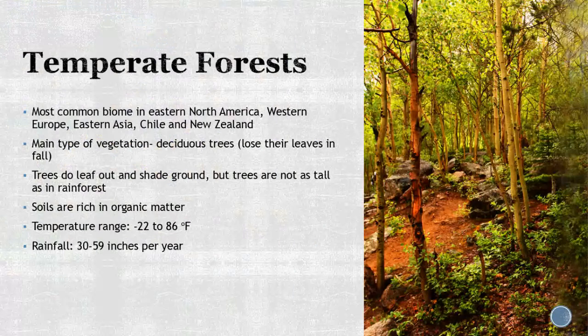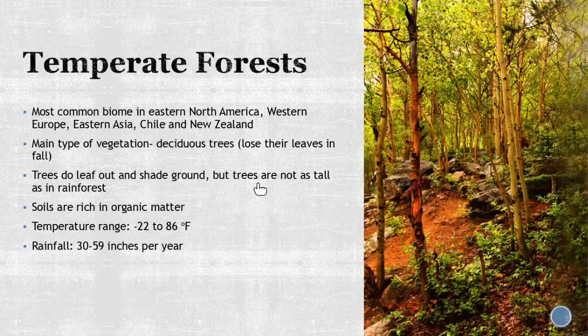Probably one of my favorites, your temperate forest. So this is the most common biome in eastern North America, Western Europe, Eastern Asia, Chile, and New Zealand. Just think of these as a nice, happy little wooded forest where you see Snow White just trucking along. You're going to see deciduous trees. Now, deciduous trees lose their leaves in the fall, which is like what's happening in this area. When it's not fall, and it's spring and summer, the leaves do leaf out and shade the ground. But one thing you'll notice is that the trees are not as tall as the ones in the rainforest, even the evergreen trees, so they're going to be a lot shorter.